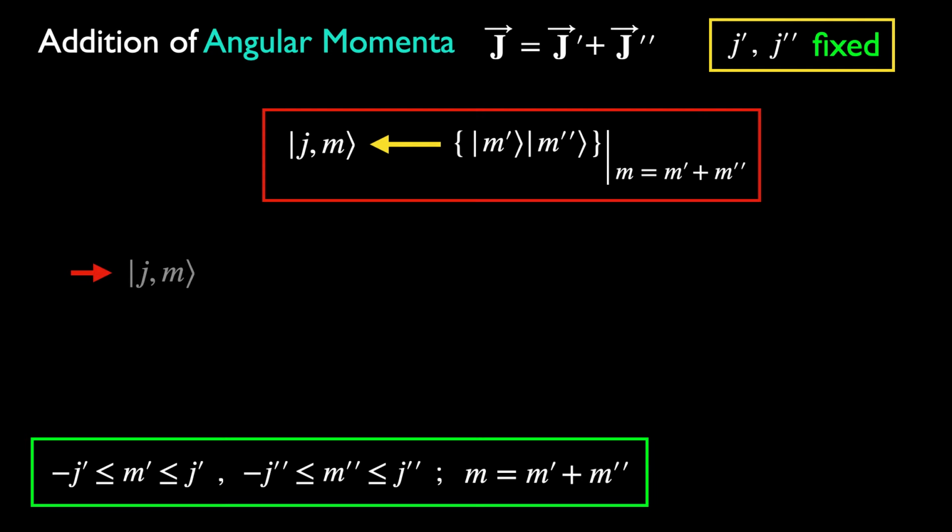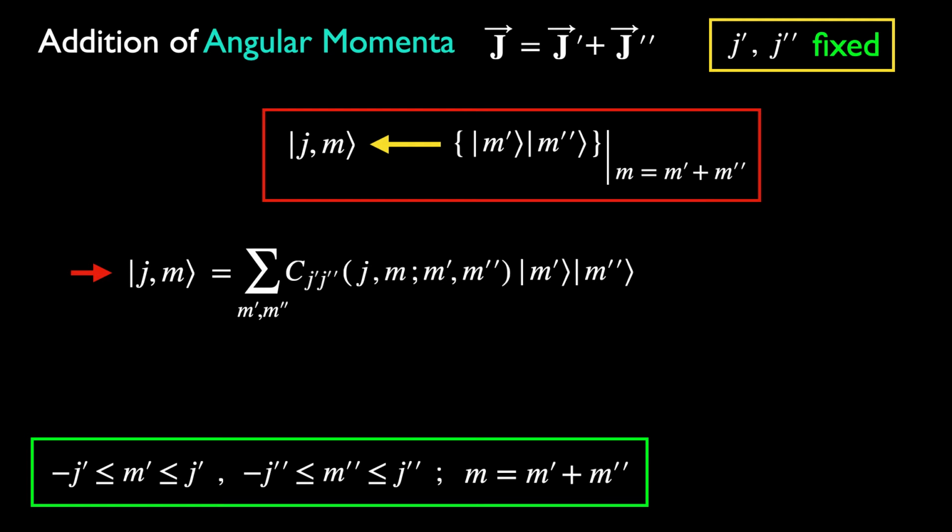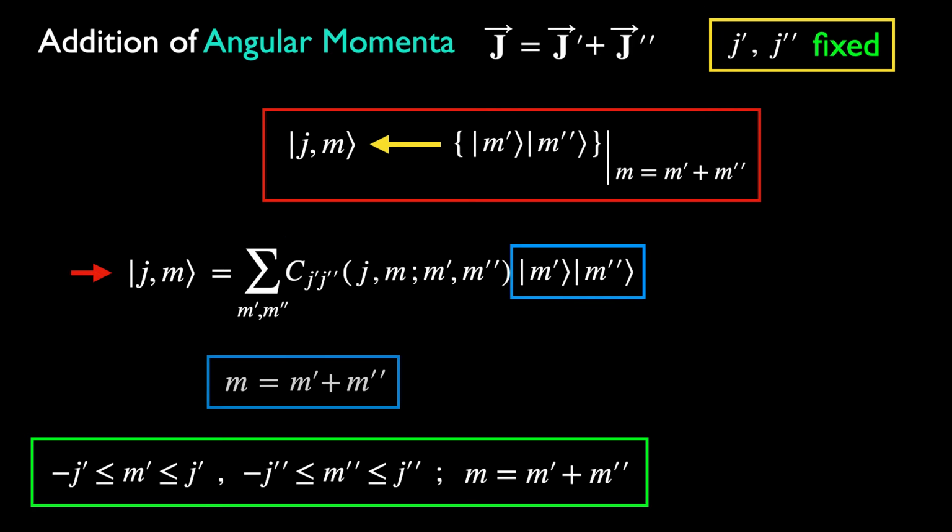We begin by expressing Jm in terms of the product states m prime, m double prime, from the bases in the red box. These unknown coefficients C are what we need to solve. The sum over m prime and m double prime satisfies the constraint in the blue box. Let's review all the quantum numbers once again to make things explicit.